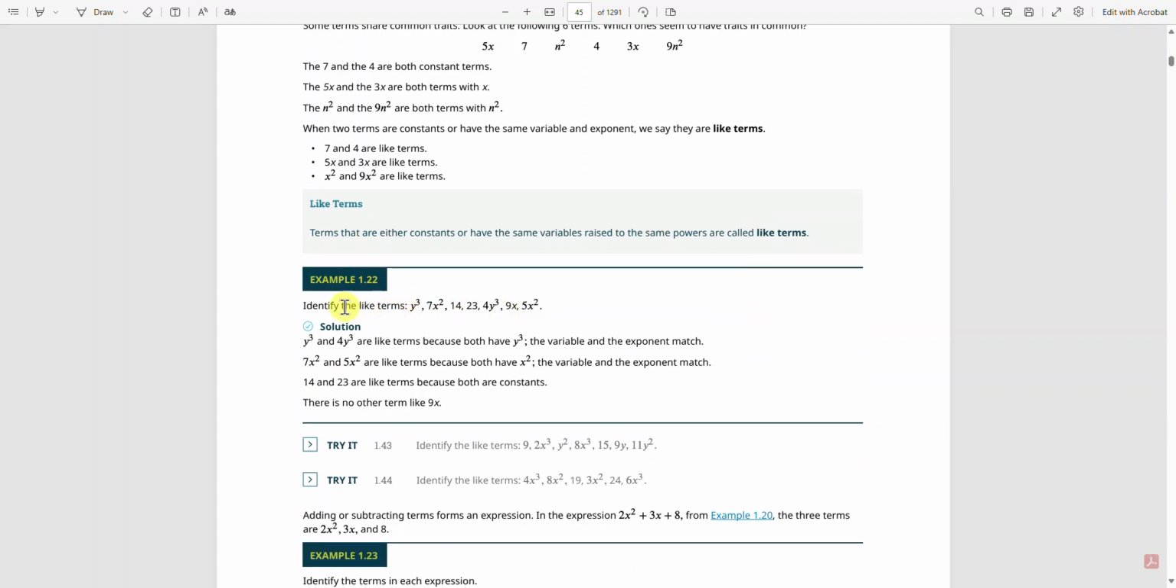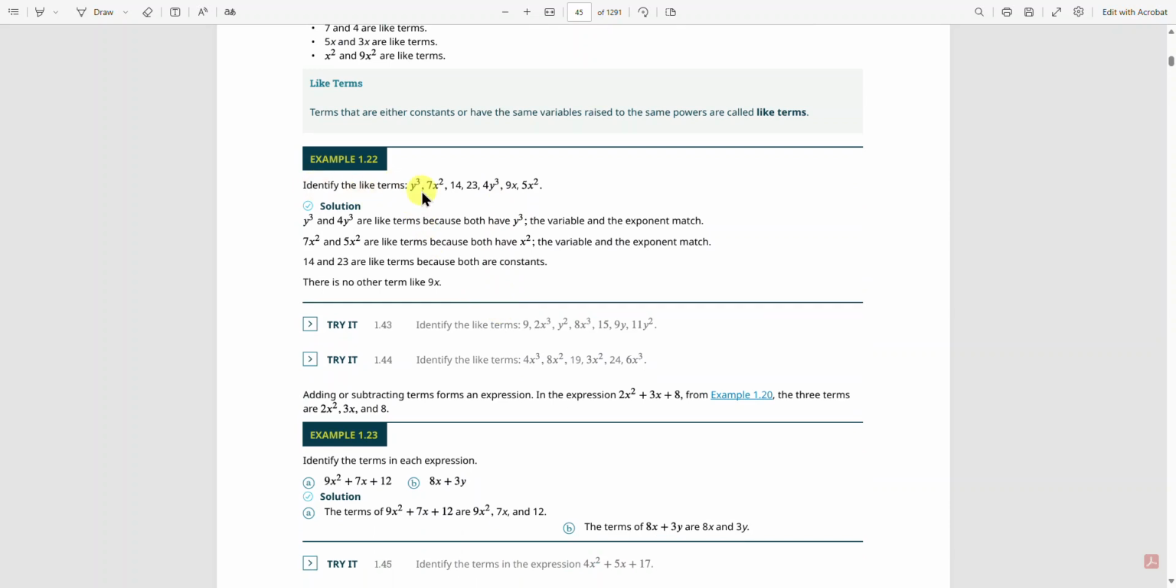So here we're given another list in this example, and we're asked to find like terms. We've got y to the third, 7x squared, 14, 23, 4y to the third, 9x, and 5x squared. As we look at this list, we can say y to the third and 4y to the third are like terms because these two terms have the same variable raised to the same exponent. Y to the third, and 4y to the third. We can also say that 7x squared and 5x squared are like terms because they both have the same variable, x, raised to the same power, to the square.